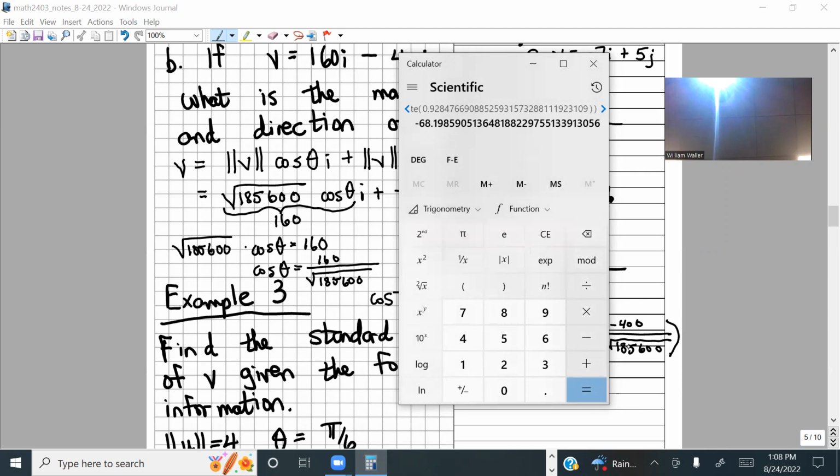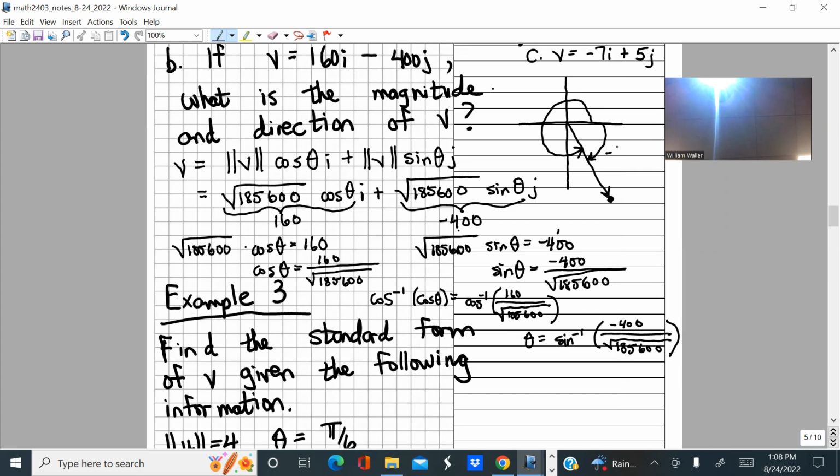And I get what looks possible there, minus 68.2 degrees. So it looks like we could use as our direction here minus 68.2. If you want to write your direction as a positive angle, just add 360 degrees to that, right? So take 360 and subtract off 68.2 degrees. And you could also write your direction that way.